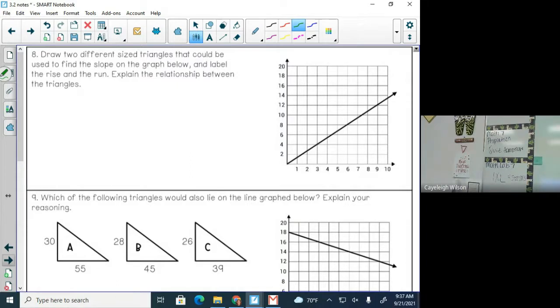Okay, so I'm going to let you all do this one. Draw 2 different sized triangles that could be used to find the slope on the graph below. Label the rise over run and then explain the relationship between the triangles. So right now, let's do that first part. You make your own 2 triangles on this graph, and then tell me what the rise over run is for both of them. We're going to compare and see what some people have versus somebody else. So choose your own 2 points for one triangle, and then choose another 2 points for another triangle.